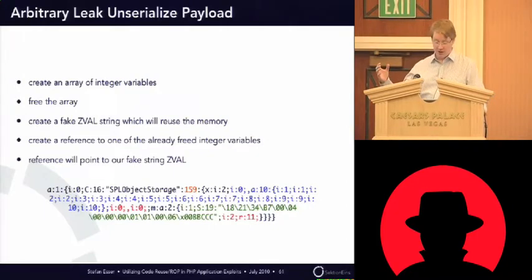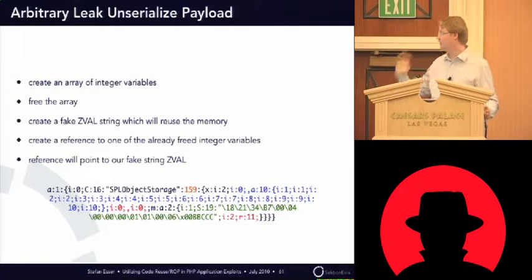And now you put in your fake string. Because of the memory cache, it will be allocated in the same spot as one of the previous integer variables. And when you then create a reference to the right slot of the freed variables, then you suddenly have fooled PHP that there's a string in memory at the data you supplied.